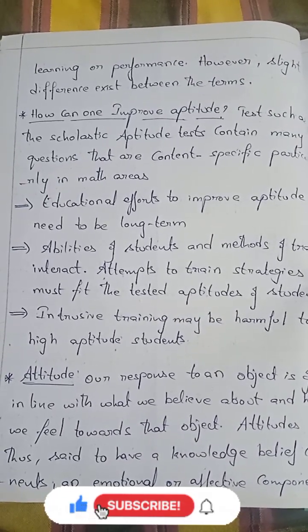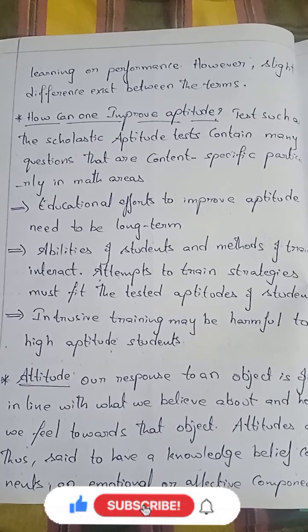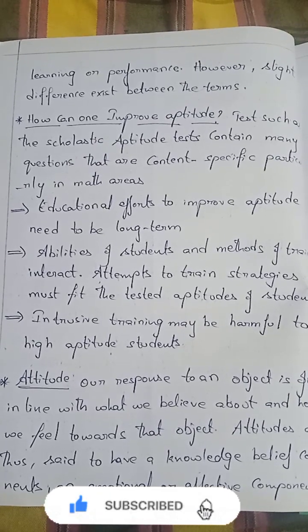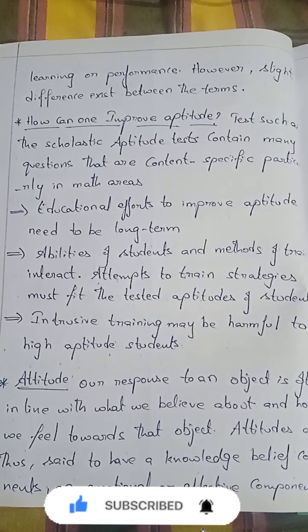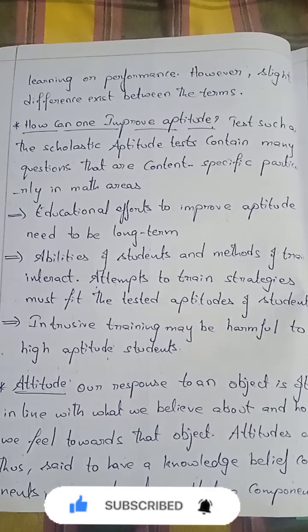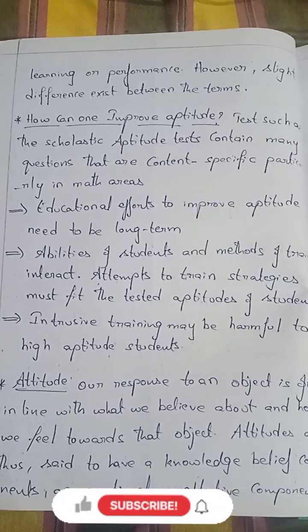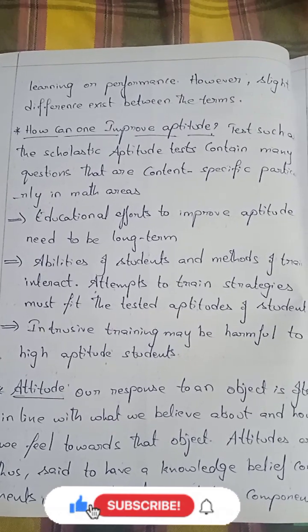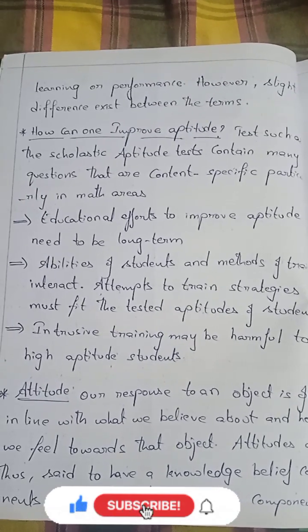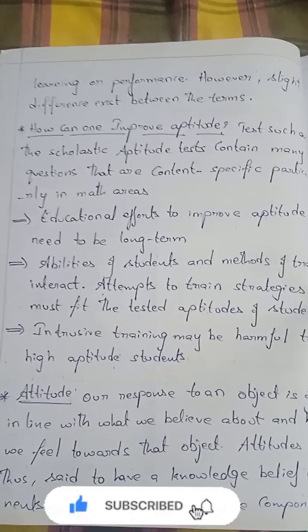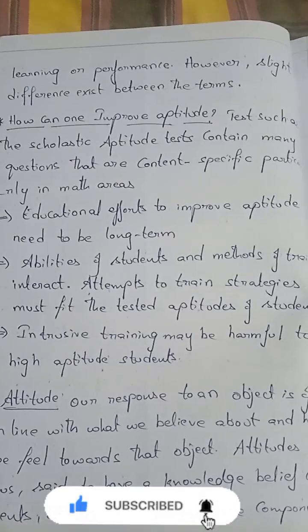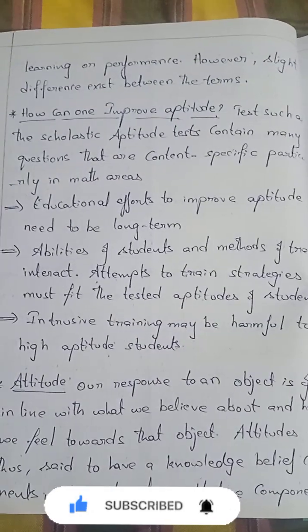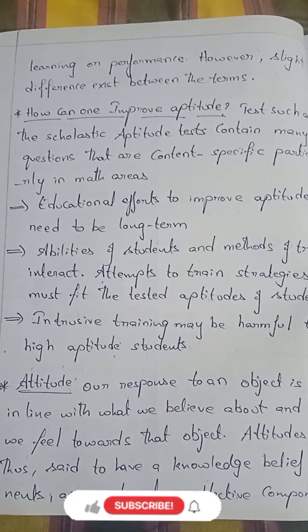How can one improve aptitude? Tests such as the scholastic aptitude test contain many questions that are content specific, particularly in the maths area. Educational efforts to improve aptitude need to be long term. Abilities of students and methods of training interact. Attempts to train strategies must fit the aptitude of students. Intrinsic training may be harmful to high aptitude students.